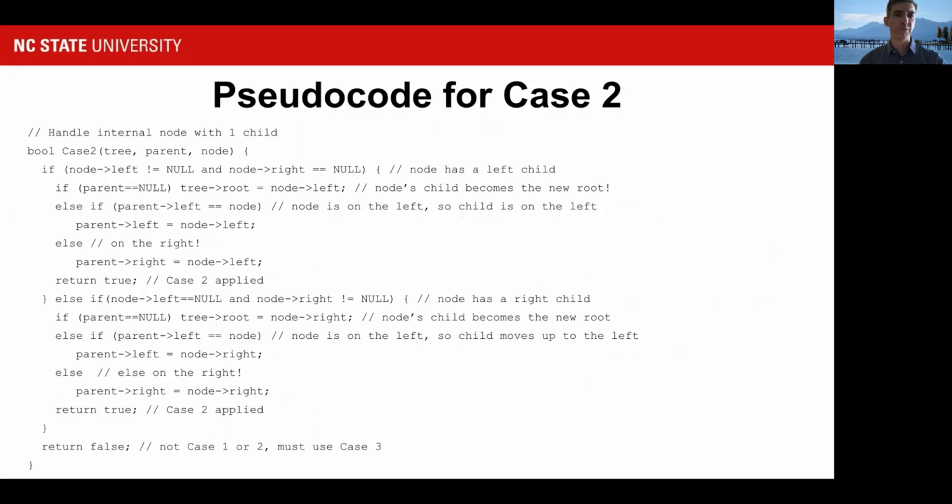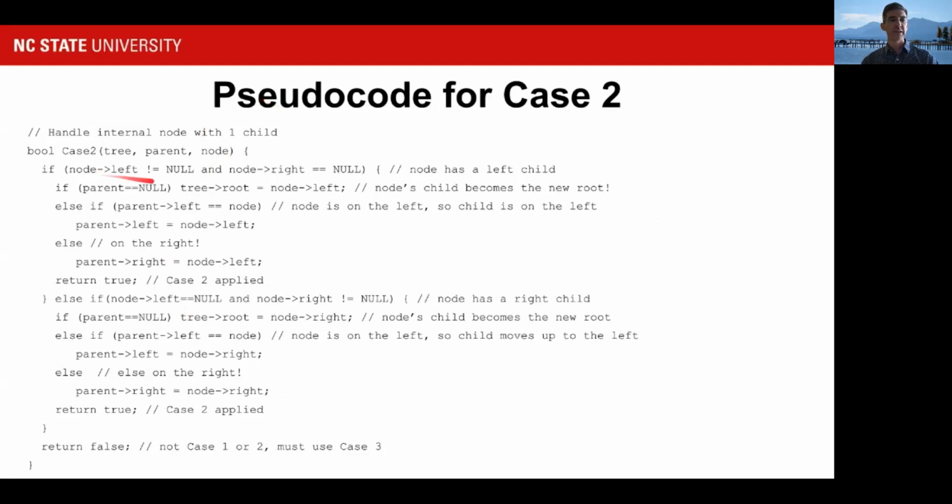Okay, with case 2, this gets a little more involved, but a lot of it is just dealing with the fact that I might need to update the left pointer or the right pointer, and I have to figure that out. So again, I'm going to have an internal node with one child. And what I'm going to do is connect the parent directly to the child.